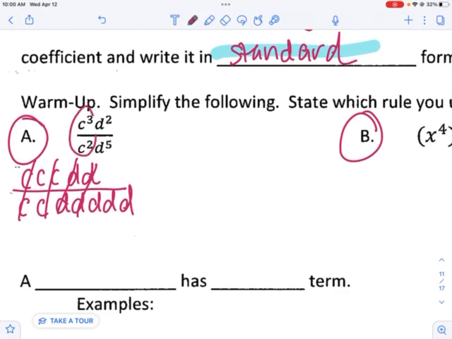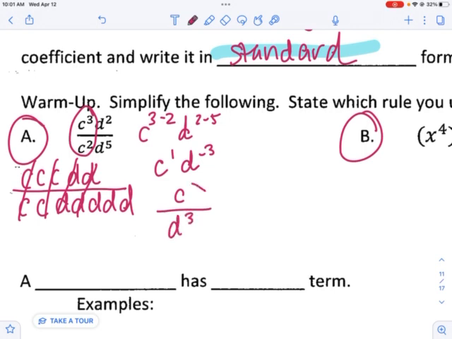So I see like bases, c to the 3 minus 2 and d to the 2 minus 5. And that gets me c to the first, d to the negative third. Since I have a negative exponent, I'm going to write it as c over d cubed. So there is my final answer. And you could get that the exact same way. We have 1c remaining here and 3 c's remaining in the denominator.